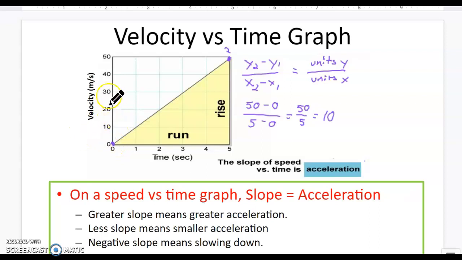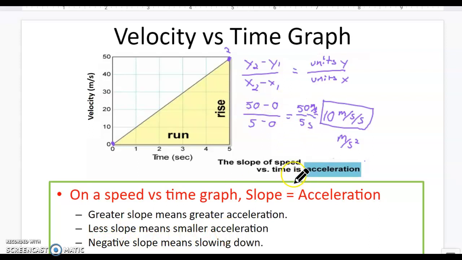And my units come from my two axes. It's my y, it's meters per second, divided by seconds. I can have meters per second per second, or I could call that meters per second squared. Either way. But the greater the slope means that there's a greater acceleration. Less slope, less acceleration. Again, negative slope means I'm slowing down. We'll see examples of that.